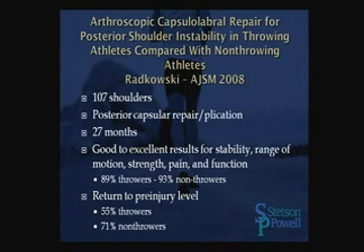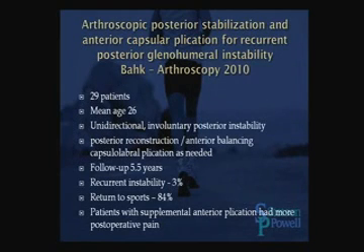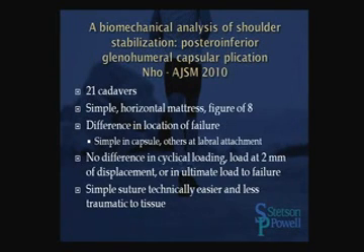Here's 107 shoulders by Radkowski with throwing athletes. They had good to excellent results for stability. Again, that returned to pre-injury level. That's a repeat of the previous slide. And what about for traumatic posterior shoulder instability? A bioabsorbable tack was used. This is back in 2003. Again, 92% good to excellent results. Again, another study by Bach showing good to excellent results. And a biomechanical analysis compared capsular plication with anchors, and the simple suture was technically easier and less traumatic versus the mattress.